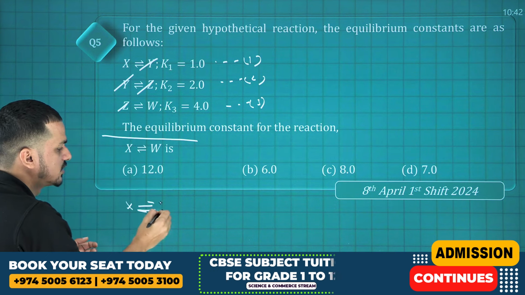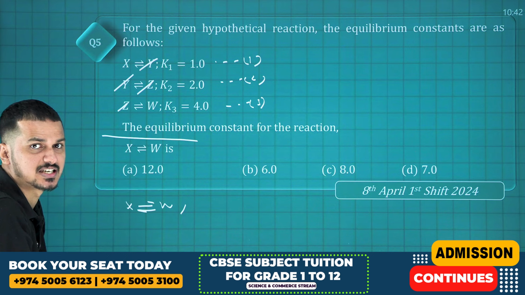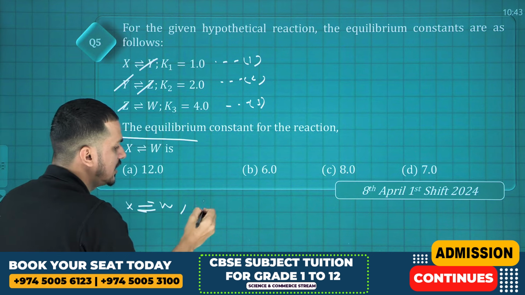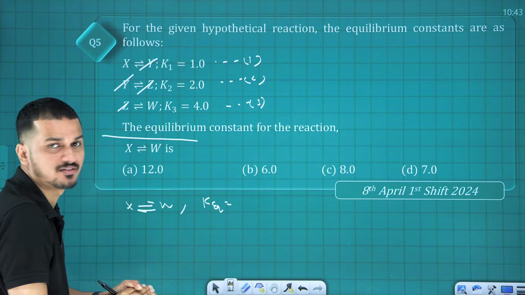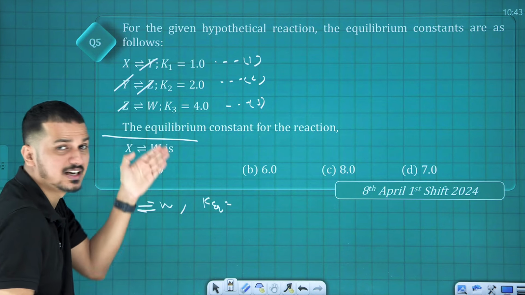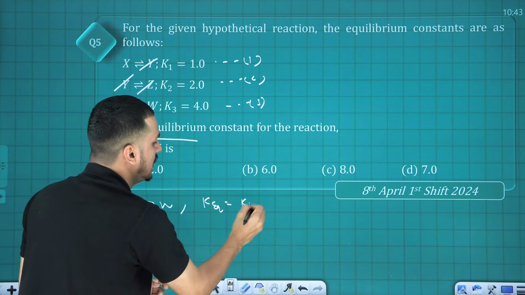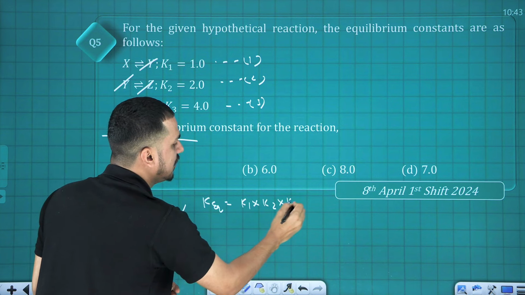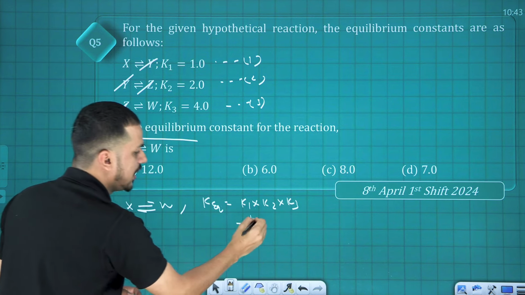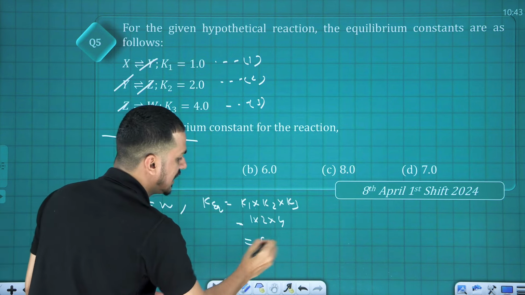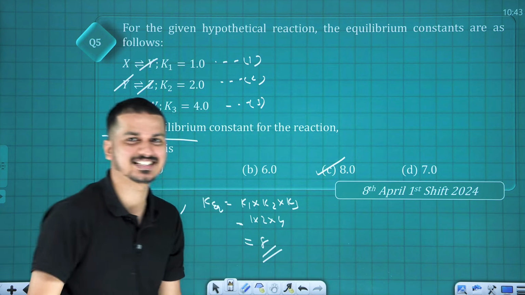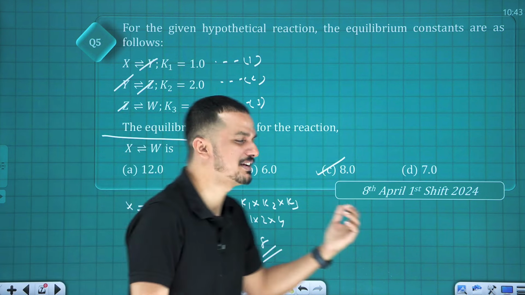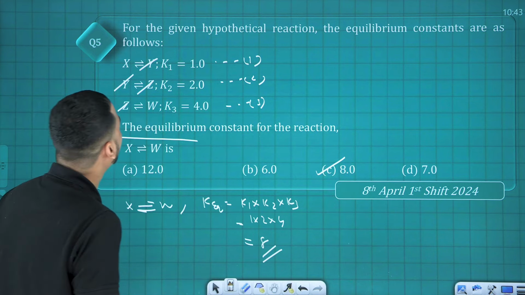Whenever I add equations, the final equilibrium constant will always be the product of the individual steps' constants. So K1 into K2 into K3. I have to multiply the equilibrium constants. So 1 into 2 into 4 is equal to how much? 8. So what's the answer? Option C is the correct answer. Simple, right? That's why I told you. Okay, we can move to the next question.